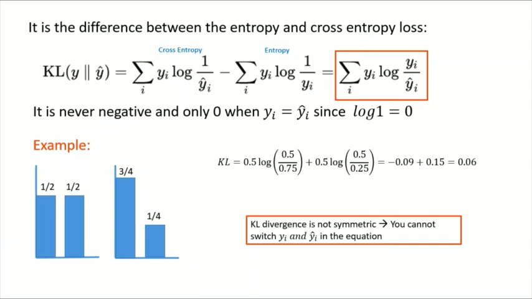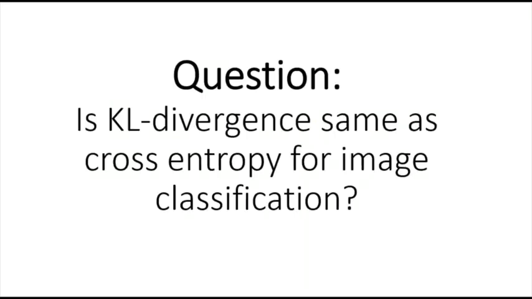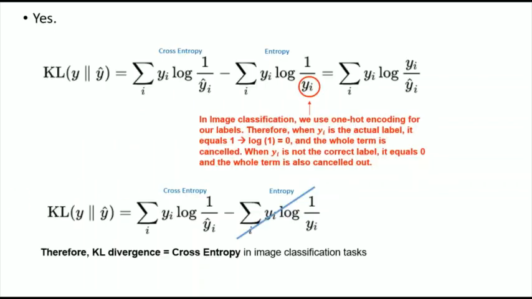In deep learning, one major use of the KL divergence is in variational autoencoders. We're going to talk about autoencoders and variational autoencoders later on in this course, and when we reach them, you'll see how the KL divergence is utilized. Now I have a question for you. Is KL divergence the same as cross entropy for image classification? And the answer is yes, it is.